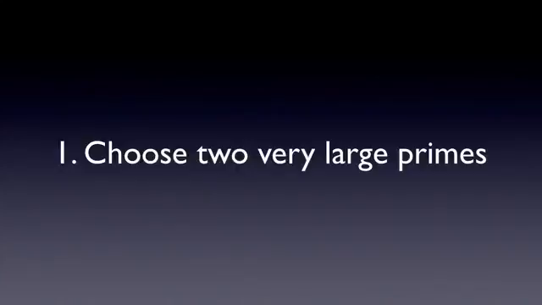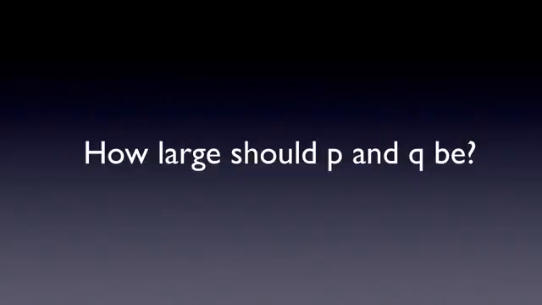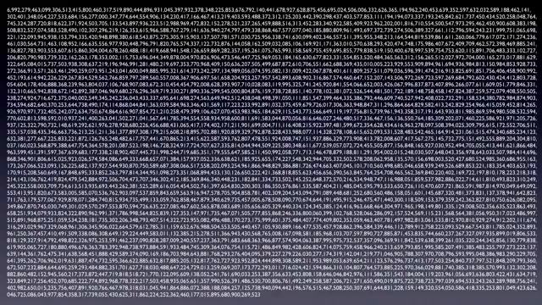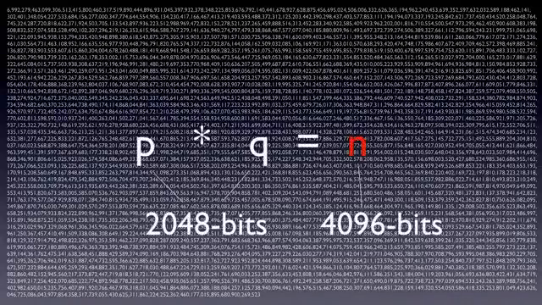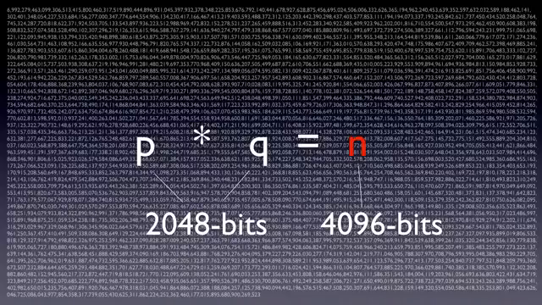So first, choose two very large primes. So these primes, represented by P and Q, when multiplied together, give us n. So the question is, how large should P and Q be? Well, again, back to my example of my public PGP key, this is 4,096 bits, which means that P and Q are each 2,048 bits, and multiplied together, these two very large prime numbers result in n. It's important that n is a very large number. The conservative recommendation currently is that it be at least 4,096 bits long.